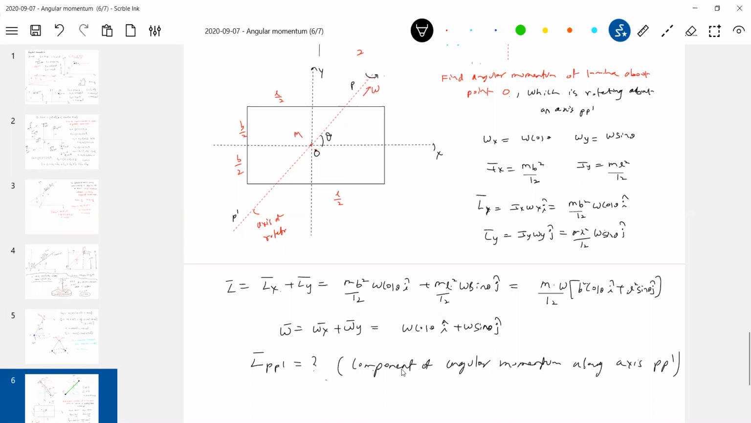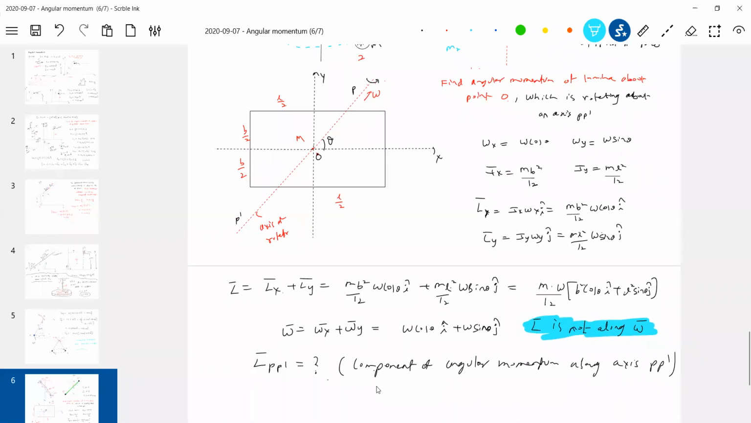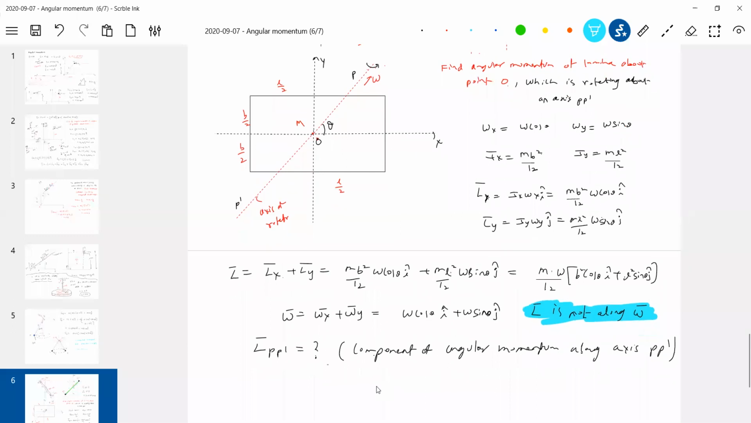Don't think that L bar is along omega bar. Strictly, I'll say that L bar is not along omega bar. I think this is something very important. I think it's quite natural because I know enough of the unit vectors concept. So when L bar is not along omega bar, how much of L bar is along the axis? How to calculate that? I'll take the dot product.